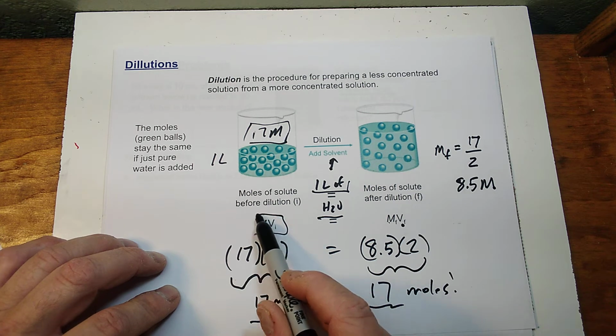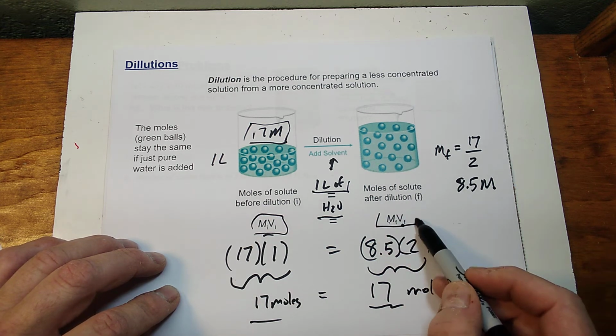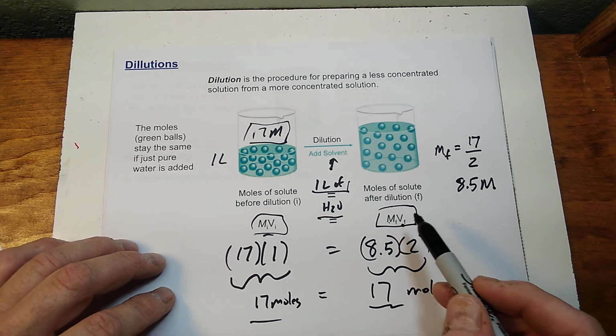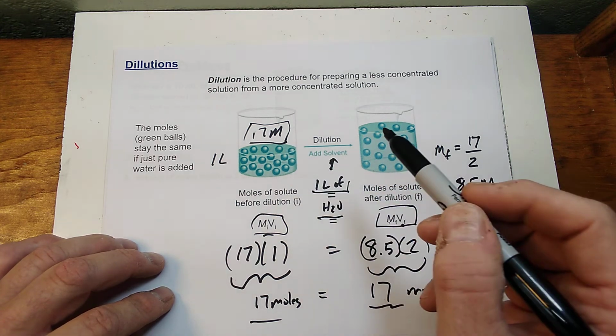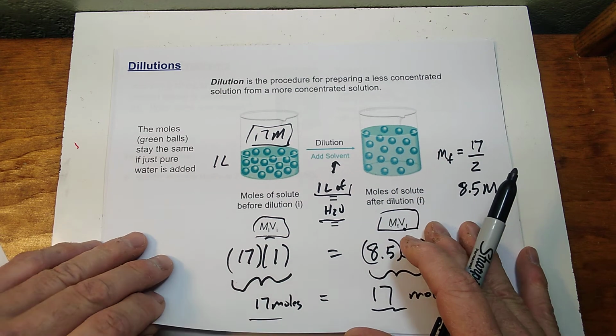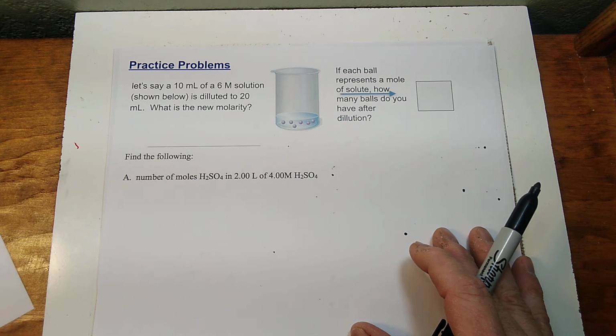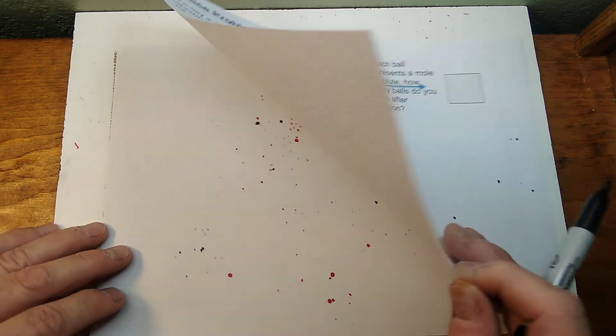It's just taking molarity times volume, which is equal to moles, and that must be equal to the new molarity times the new volume, because the moles don't disappear. We'll use this equation in class some more. Let's finish with this problem.